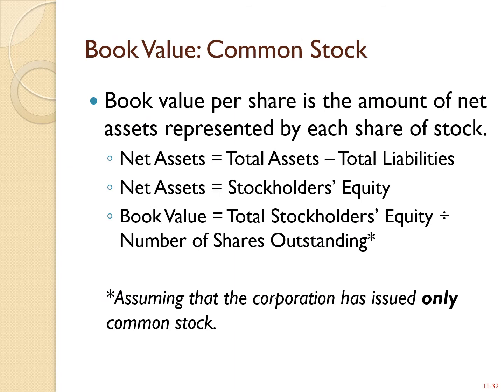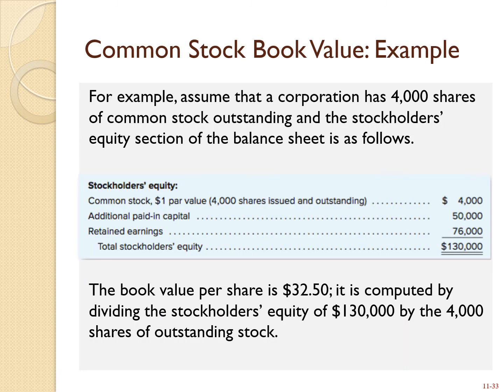So the book value, again, I said that the book value is total owner's equity divided by number of shares outstanding, assuming that the corporation has issued only common stocks. So if you have some preferred, you need to remove them from here and here. So it only has to do with common stocks. An example, assume that the corporation has 4,000 shares of common stock outstanding, and the shareholders' equity section of the balance sheet is as follows.